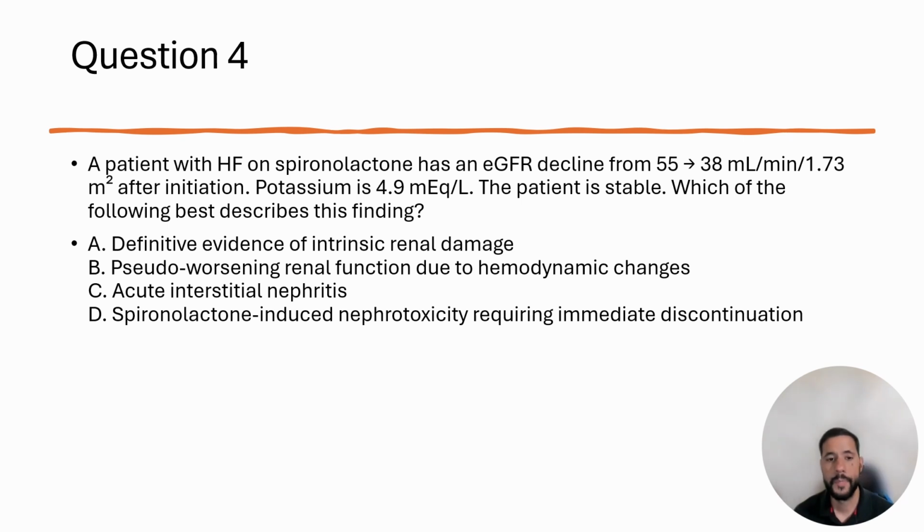Question number 4. A patient with heart failure on spironolactone has an eGFR decline from 55 to 38 after initiation. Potassium is 4.9 milliequivalents per liter. The patient is stable. Which of the following best describes this finding? A, definitive evidence of intrinsic renal damage. B, pseudo-worsening renal function due to hemodynamic changes. C, acute interstitial nephritis. Or D, spironolactone-induced nephrotoxicity requiring immediate discontinuation.